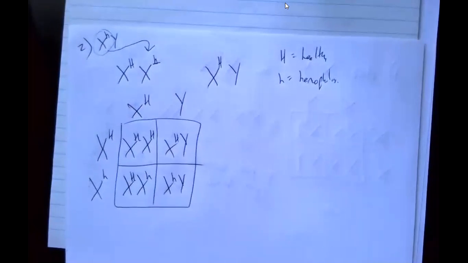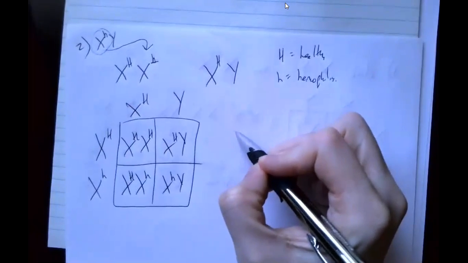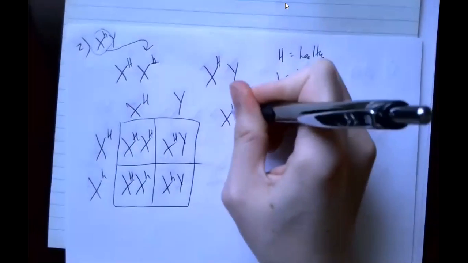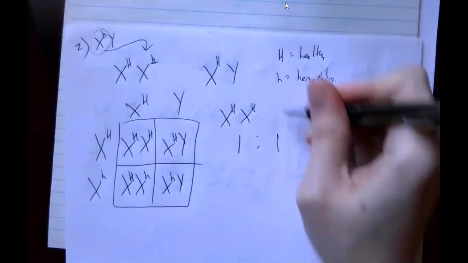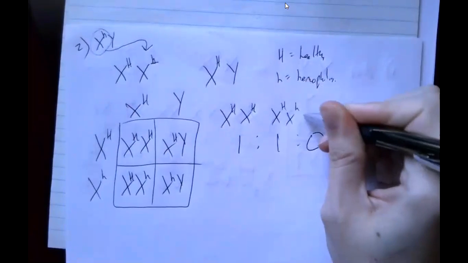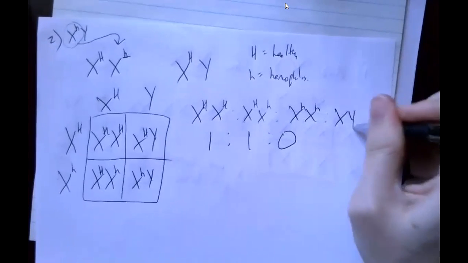And it'll look like that when we have it all filled out. So then our ratio for genotypes is going to be 1 homozygous dominant female, 1 carrier female, no homozygous recessive females, and then for our 2 male genotype options, we'll have 1 of each.